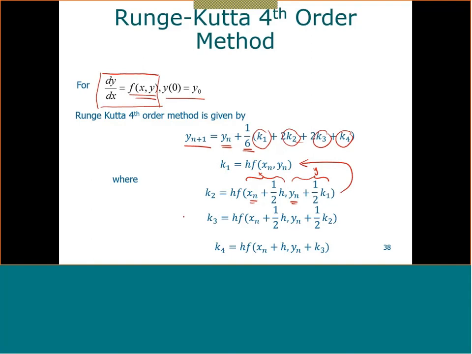Now, k3 is the same thing for the x term, xn plus half h, and for yn now it depends on k2, so you take it from the previous step. Finally, k4 is h f(xn plus h, yn plus k3), and k3 is also taken from the previous step. So as you can see here, each step depends on the previous step.